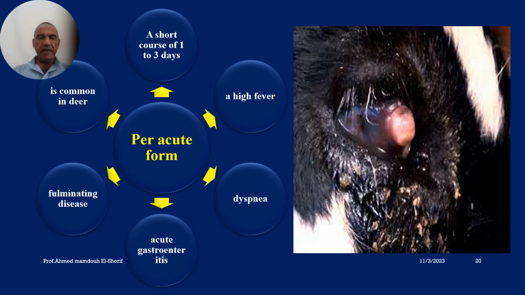Animals with the peracute form show a short course of the disease, 1 to 3 days, ending in death with the following signs: a high fever, dyspnea, acute gastroenteritis, fulminating disease. This is common in deer and in Egyptian cattle. This picture shows eruption of the pupil at the end of the head and eye form.